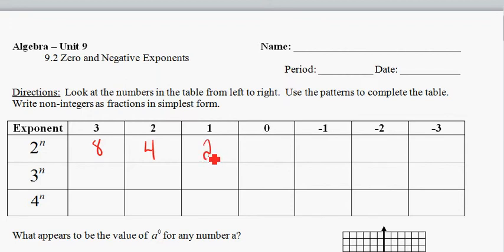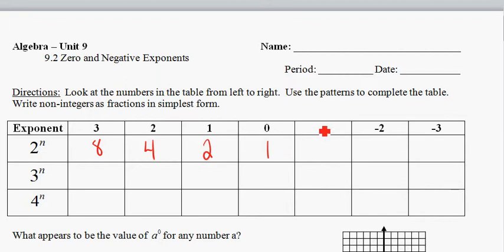If we stop paying attention to the exponent and pay attention to the chart, to get from 8 to 4, we end up dividing by 2. 4 to 2, we end up dividing by 2. So 2 going down, if we divide by 2, we get 1. So we see that 2 to the 0 power is 1. This is one of the proofs as to why anything to the 0 power is 1.